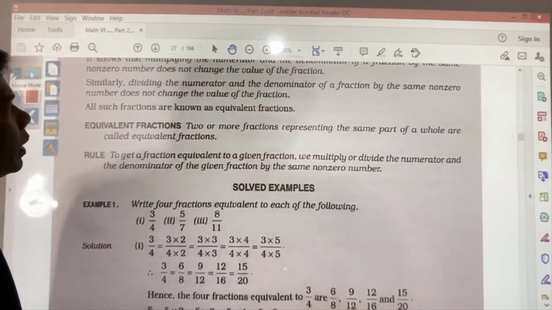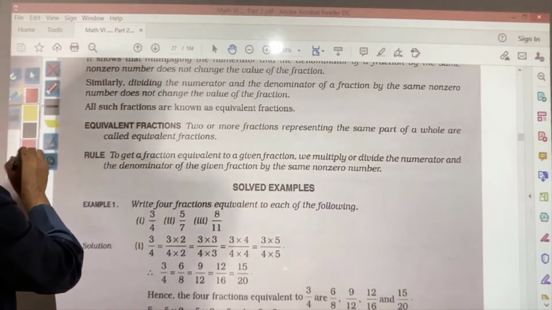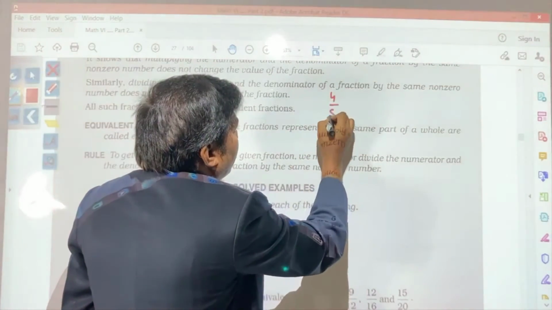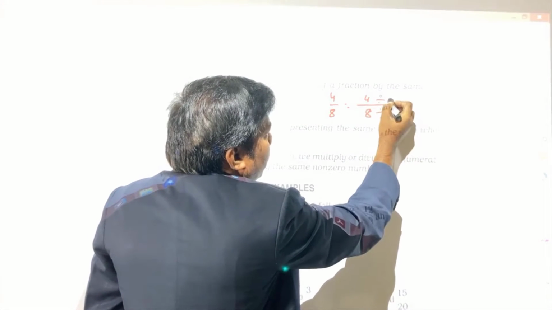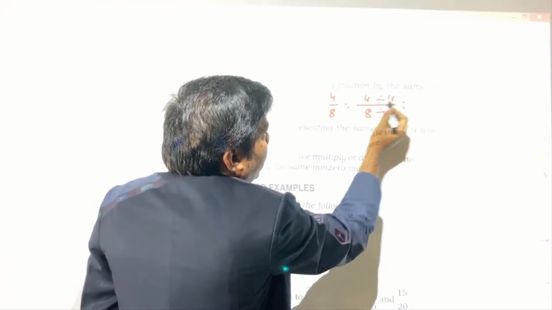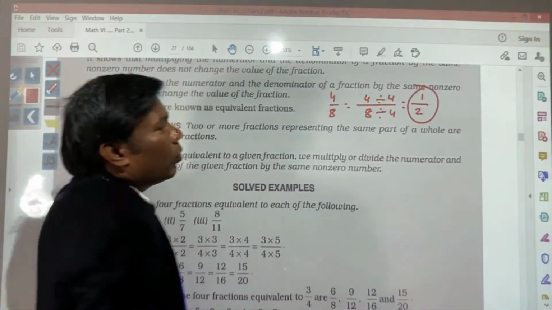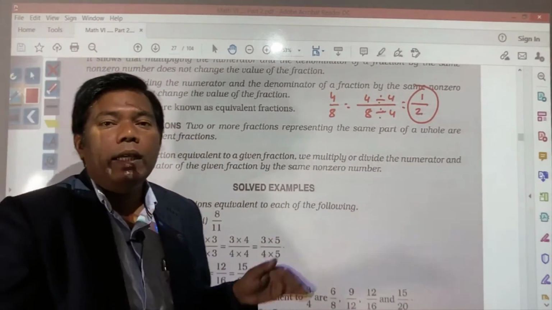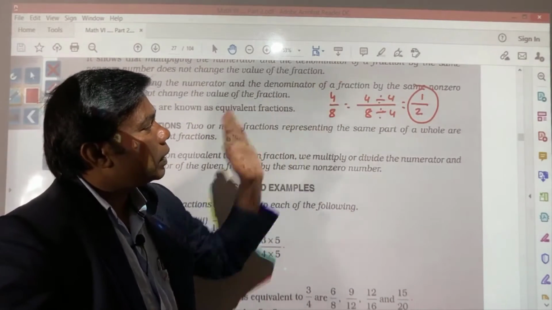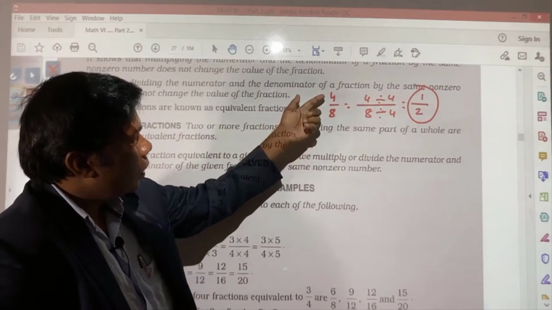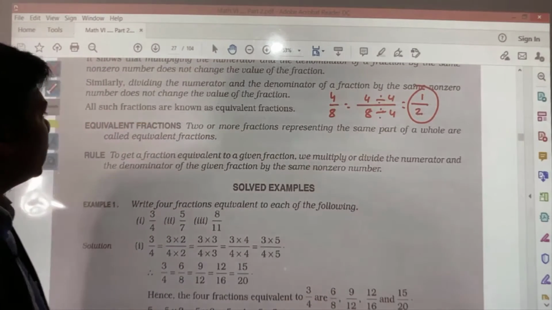Similarly, dividing the numerator and denominator of a fraction by the same non-zero number does not change the value of the fraction. Just opposite to it, suppose you have 4 by 8. When you divide 4 by 8 by, say, 4, what do you get? 4 by 4 is 1, 8 by 4 is 2. So what you have got is 1 by 2. So whether you multiply or divide the numerator and denominator by the same non-zero number, the value of the fraction will not change.